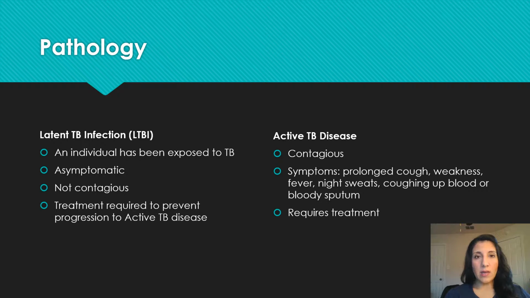There are two different types of TB. You have a silent latent TB infection along with the progressive active TB disease. Latent TB infections are when an individual has been exposed to TB itself. They are asymptomatic, they are not contagious, but they do require treatment in order to not progress into the active TB disease. Active TB disease is where the individual is contagious.